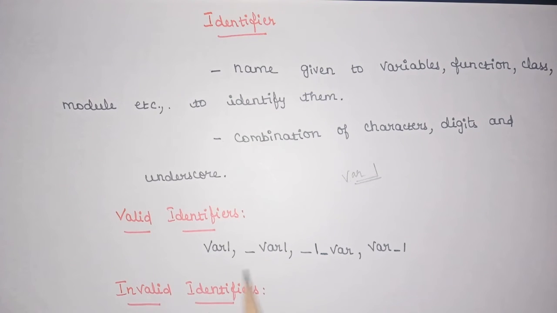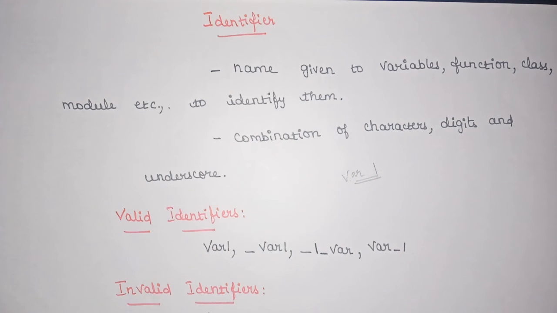These are the valid identifiers. Here it is a combination of characters and digits, and it starts with a character, an alphabet, so this is valid. The second identifier starts with an underscore, and there is no space in between the name. The third one is also valid because the first character is an underscore symbol. The fourth identifier is also a valid one.